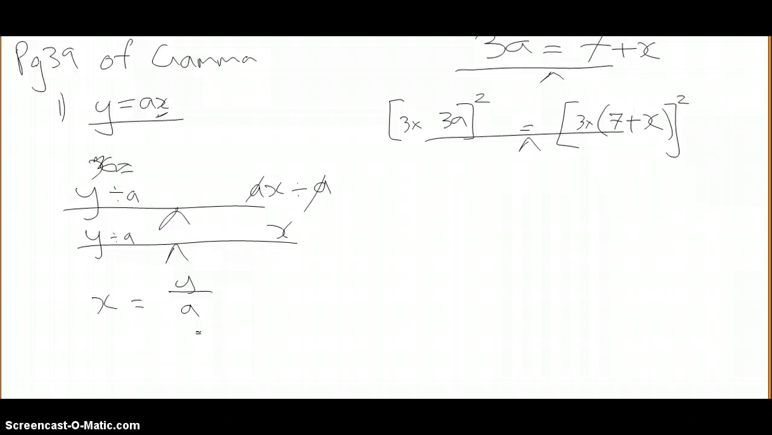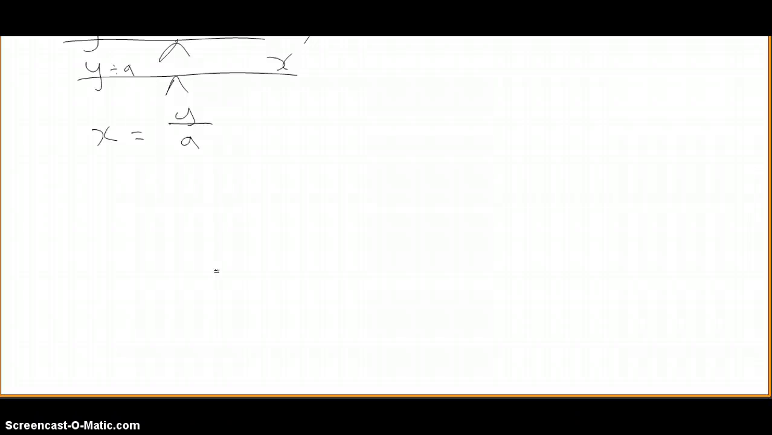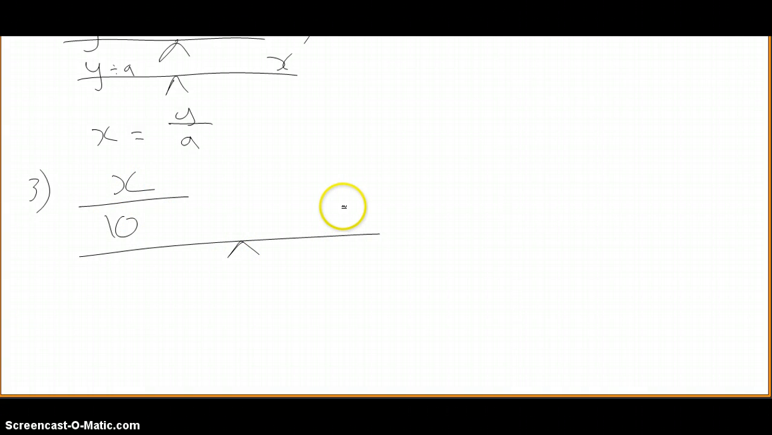Number 3. Okay, if you're following on the same page as me, page 39, number 3 looks like this. X divided by 10 is in perfect balance with the letter Y. And again, we're trying to get X by itself. X has been divided by 10. To undo division by 10, I should... How do you undo division? Well, did someone say it? Multiply? Yeah. Multiply by 10. And again, do this to both sides so we stay in balance.